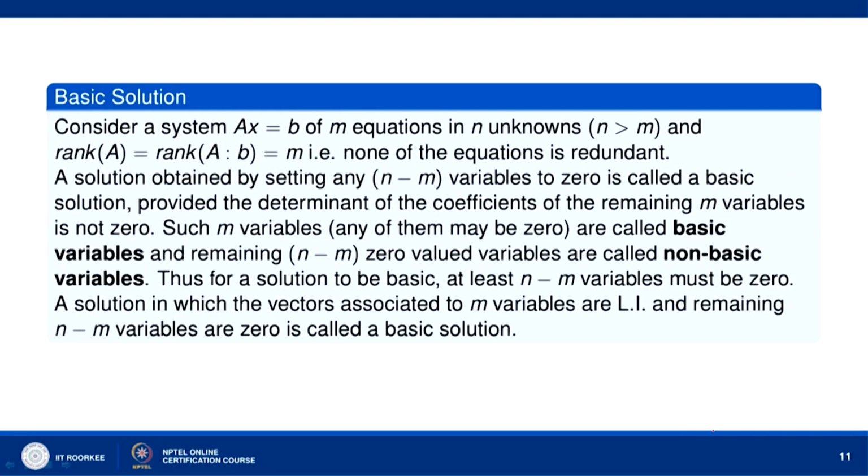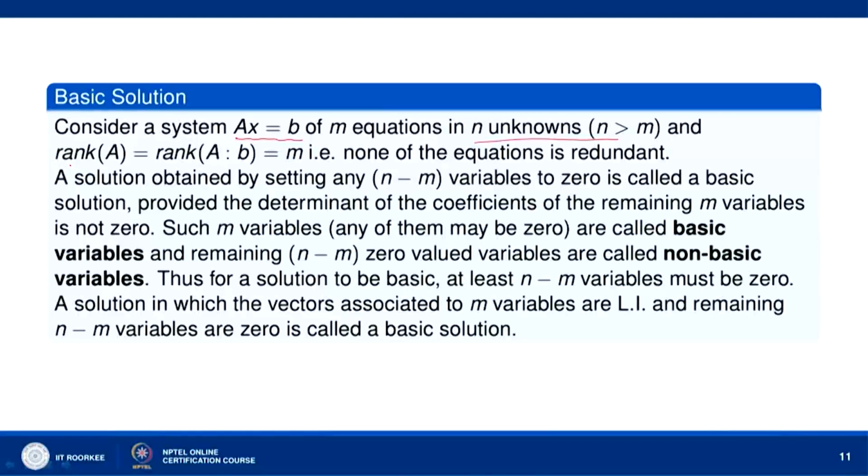Now, let us consider a basic solution. Suppose we have a system of equations A x equal to b, where there are m equations and n unknowns, and we assume that the number of unknowns is greater than the number of equations, n is greater than m, and we are given that rank of A equals rank of the augmented matrix [A b], that means the system has a solution. And the rank of A equals rank of [A b] equals m, that is none of the equations is redundant. m is the number of equations and the rank of A is equal to rank of [A b] equal to m. So, none of the equations is redundant.